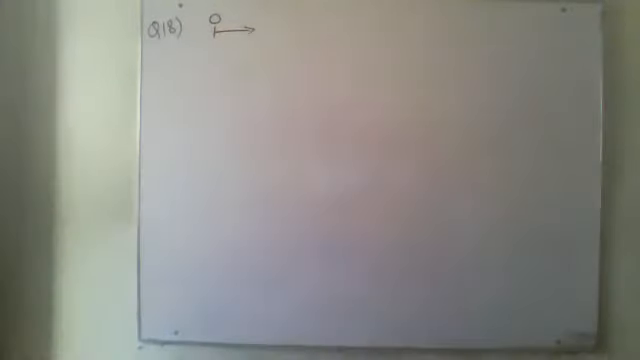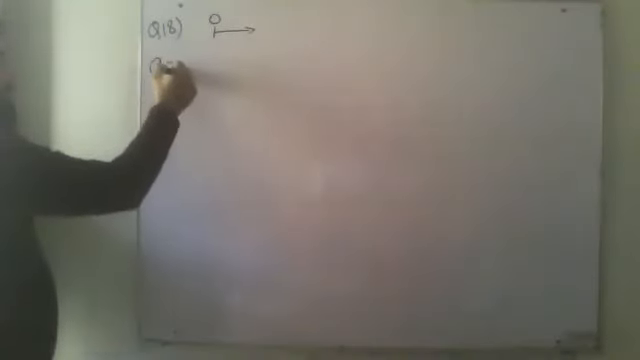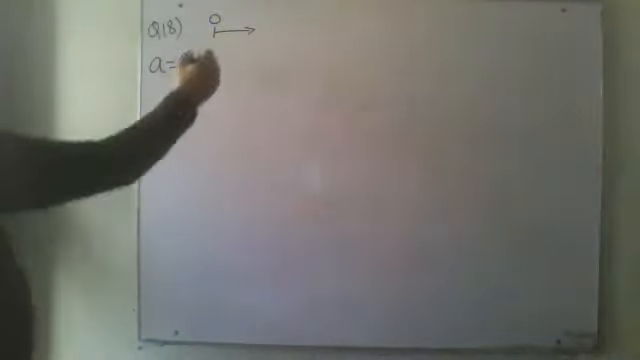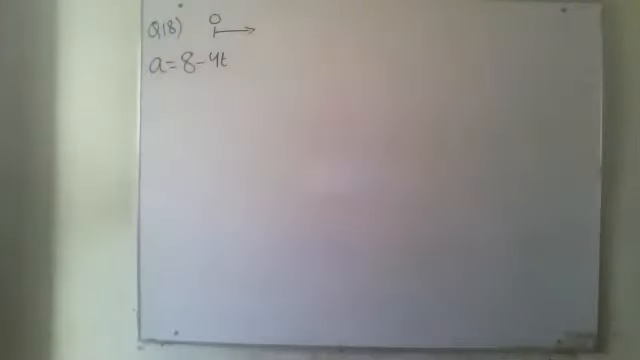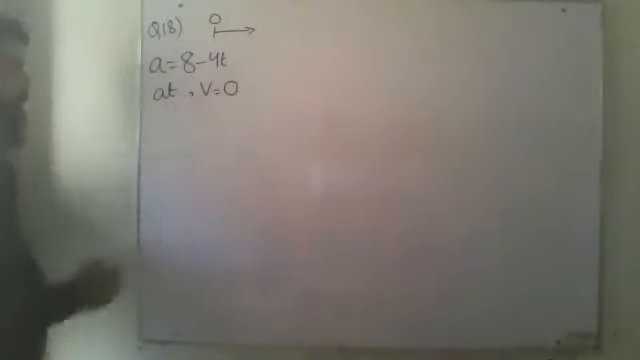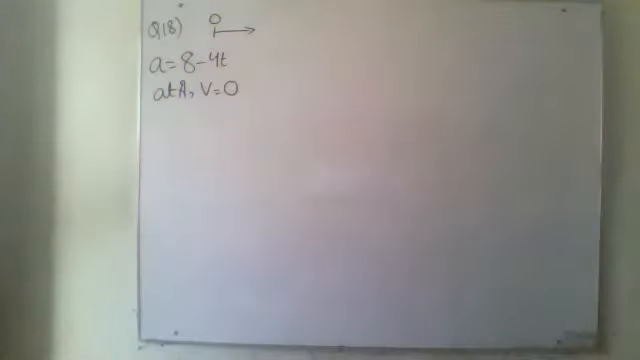Okay, question number 18. The question says that a particle starts from rest at O. This is the starting point, and the particle moves in a straight line where acceleration is given by 8 minus 4t, where t is the time after passing O. Now they are saying the particle comes to rest at A. At A, the velocity of the particle is 0, right?